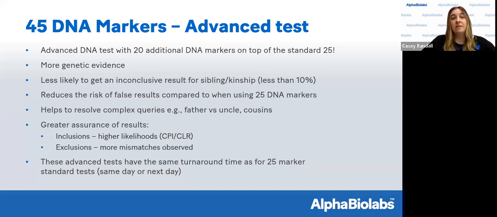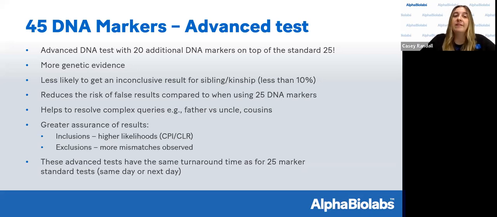So if you were to use this in a paternity test, for example, and you were to see that with a 25 marker test, your likelihood of the two individuals being related as parent and child, you might see that that is 100,000. However, when you add the additional markers, you might see that that jumps up to be 1 million. So you're going to get a stronger inclusion. You're going to get a higher likelihood of relatedness.